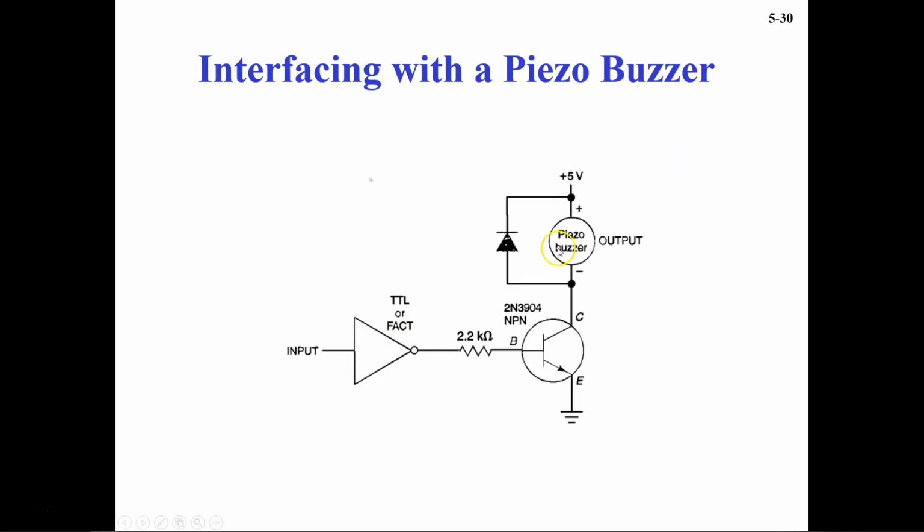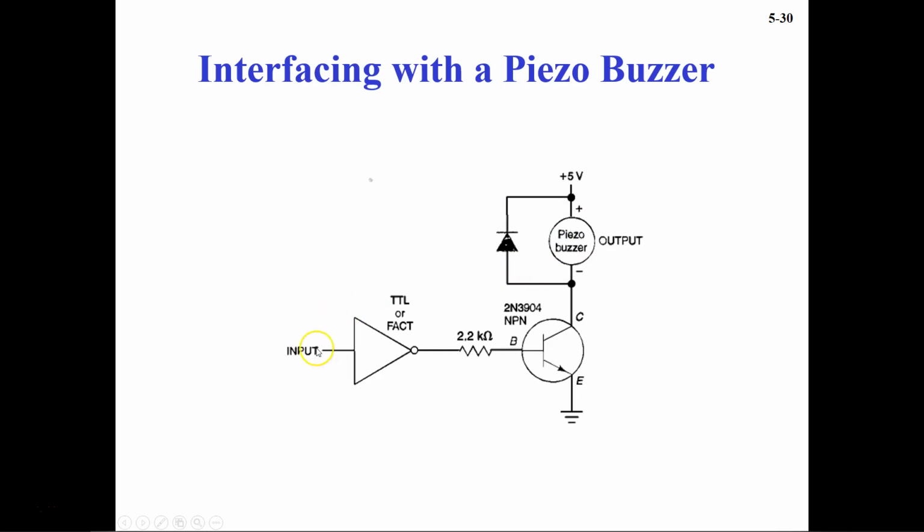So here the piezo buzzer, you see, it can draw between 3 to 5 milliamps when the sound is on. And you notice the polarity of the piezo buzzer. You see, this is negative and this is positive. And there's a diode connected across the buzzer. This diode is used to suppress any transient voltages that may be induced in the system by the buzzer.